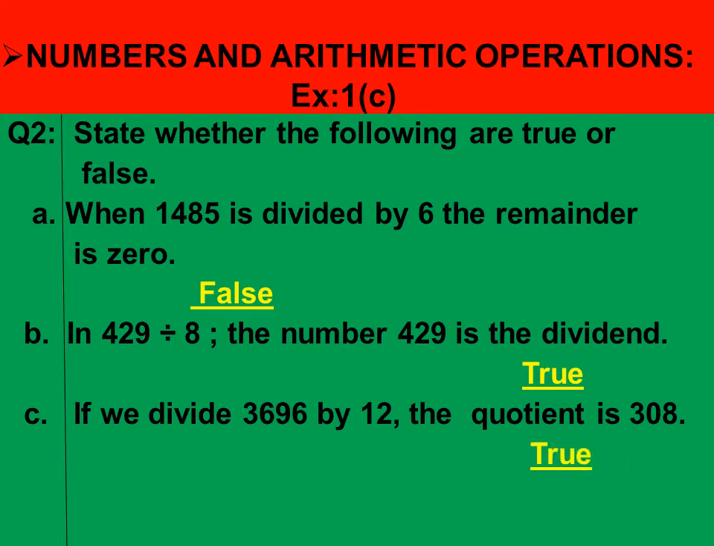If we divide the given number, that is 3696 by 12, the quotient is 308. Dear students, quotient means the answer. When we do long division, the answer is our quotient. So let's see. When we divide these two numbers, we will get the quotient 308. This means that the statement is true.